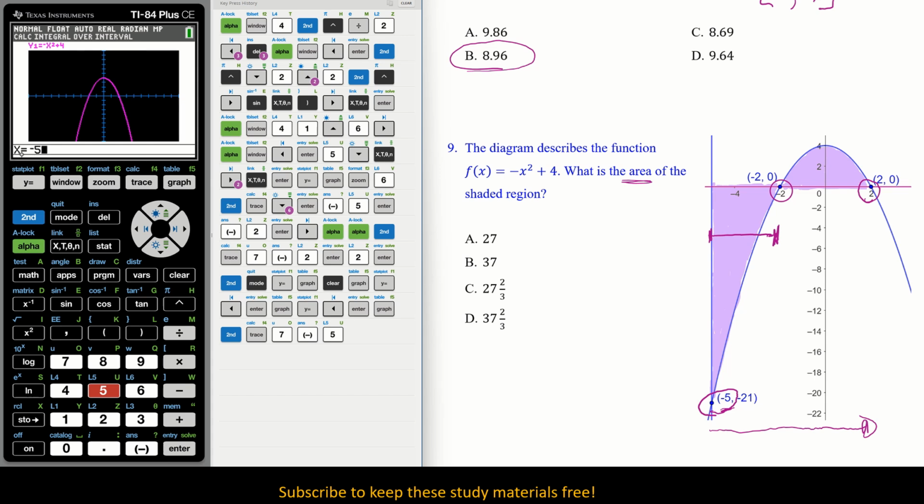See how it says -5. Push enter, okay? Now it says upper limit. Well, we go to the next one that I've circled, which is the -2. So push -2, push enter. And that's our shaded region.